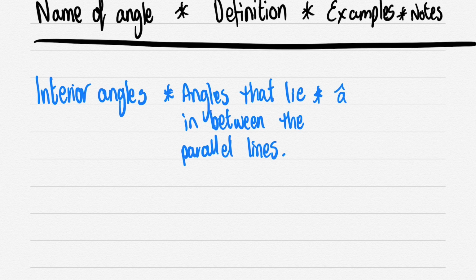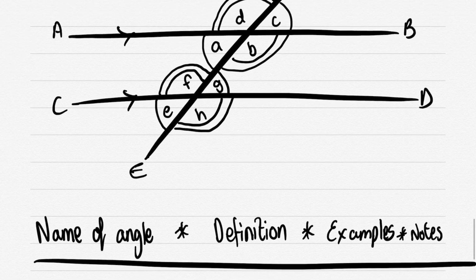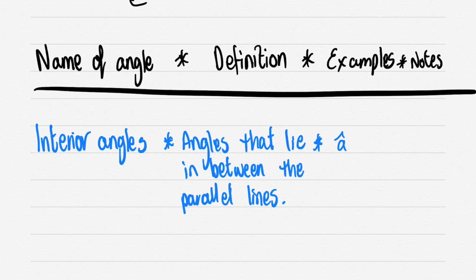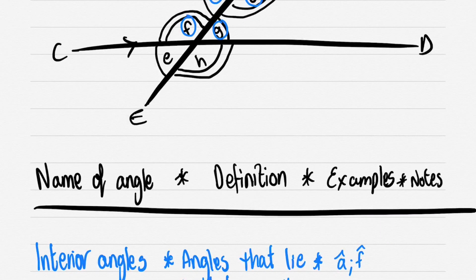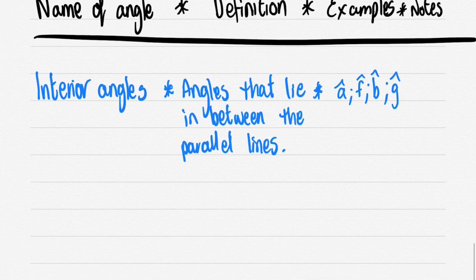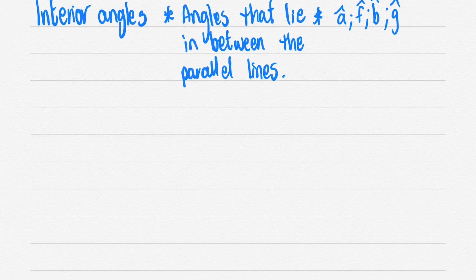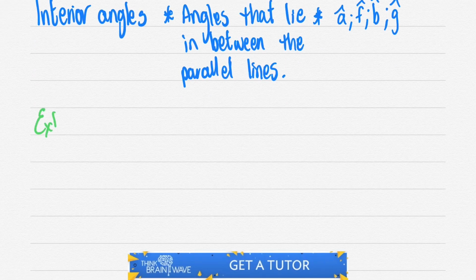For example, you will see that the angle A, make sure to use the little hat, and the angle F, and the likes of G and B are interior angles. A, F, G, and B, because the lines AB and CD are parallel, and these angles are generated by the transversal that crosses the two parallel lines. Take notes of interior angles. Let's move on to the next.